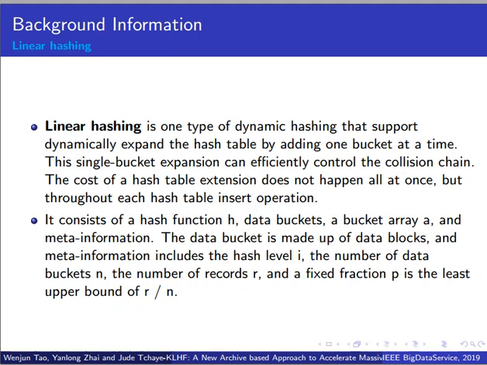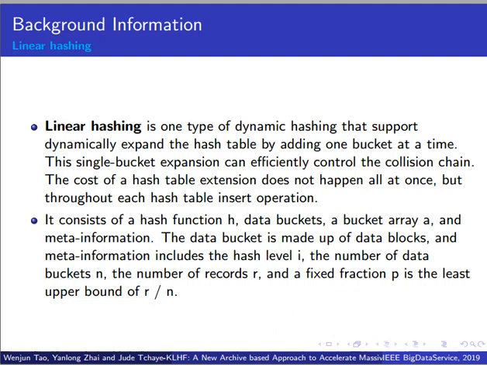What is linear hashing? Linear hashing is one type of dynamic hashing that supports dynamically expanding the hash table by adding one bucket at a time. This single bucket expansion can efficiently control the collision chain. The cost of a hash table extension does not happen all at once, but throughout each hash table insert operation. It consists of a hash function h, data buckets, a bucket array A, and meta information.